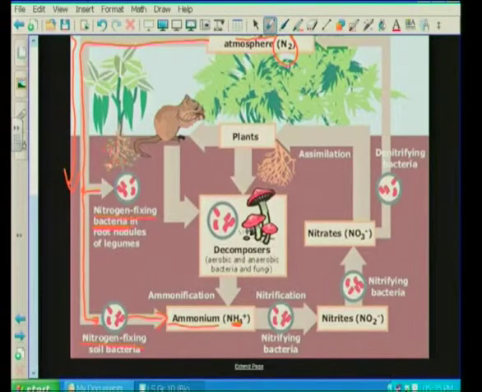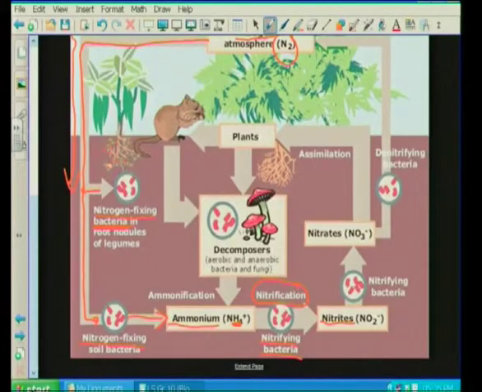Now what happens? There's another group of bacteria called nitrifying bacteria. The process is called nitrification. So what happens here is that the ammonia once again is converted into another chemical form, and that's now called nitrites.